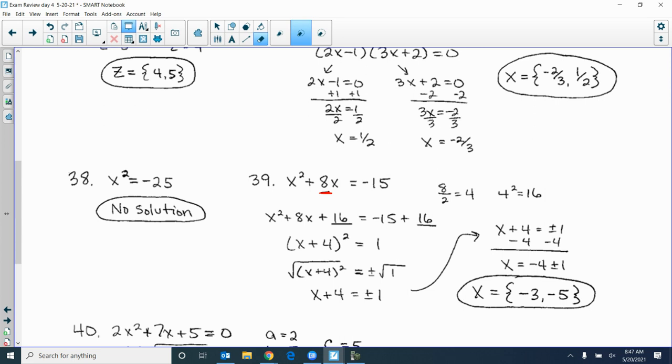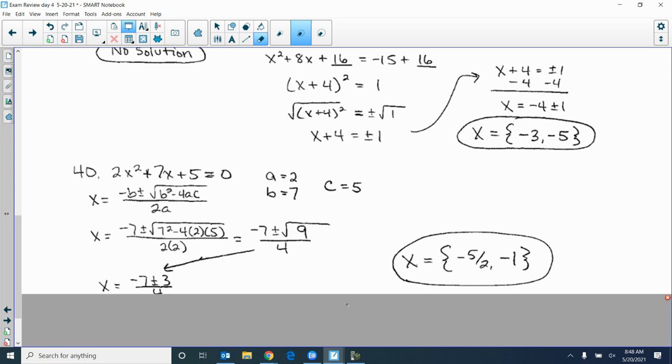That factors into x plus 4 times x plus 4. Negative 15 plus 16 is 1. Take the square root of both sides. That just gives you x plus 4 here. Don't forget that's plus or minus, and the square root of 1 is just 1. Then x plus 4 equals plus or minus 1. Subtract 4. You should end up with negative 3, negative 5. I think this is the hardest section on the exam.